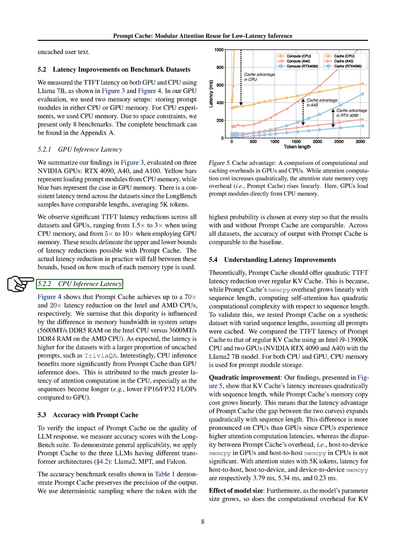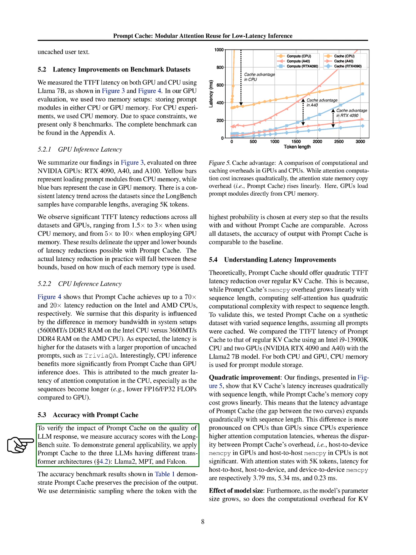We also studied the latency of CPU inference. Our findings, shown in another figure, reveal that prompt cache can reduce latency by up to 70 times on Intel CPUs and 20 times on AMD CPUs. We believe this difference is due to the different memory bandwidths in the system setups: 5600 MT DDR5 RAM on the Intel CPU versus 3600 MT DDR4 RAM on the AMD CPU. As expected, the latency is higher for datasets with a larger proportion of uncached prompts, such as Trivia QA. Interestingly, CPU inference benefits more from prompt cache than GPU inference does. This is because the CPU has a much greater latency of attention computation, especially as the sequences become longer.